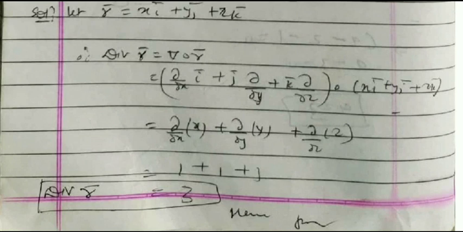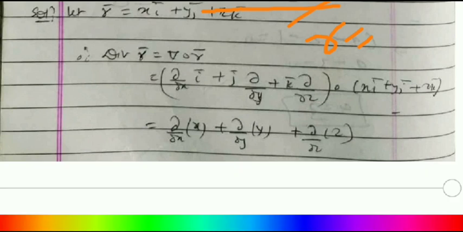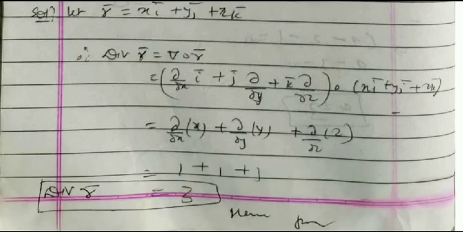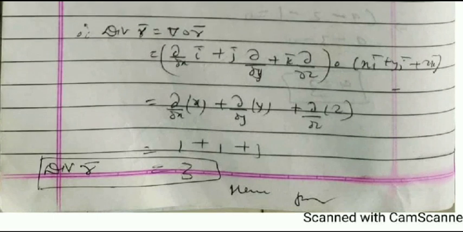Next, fifth question: show that divergence of r bar equals 3. If r bar is not given, in this type of question we take the general value of r bar. We know that r bar equals x i bar plus y j bar plus z k bar. So let r bar equal x i plus y j plus z k.